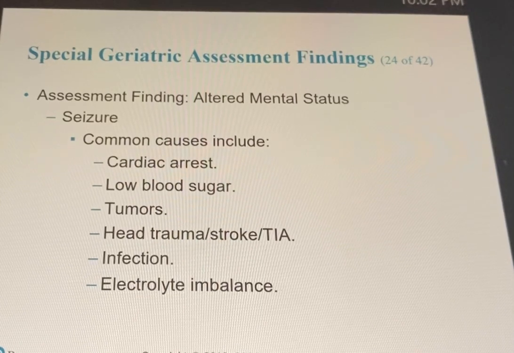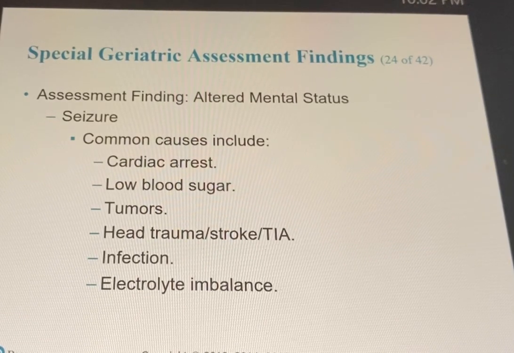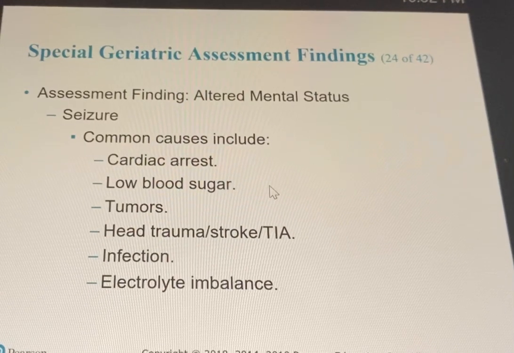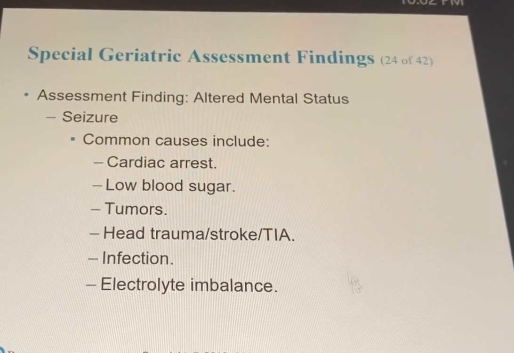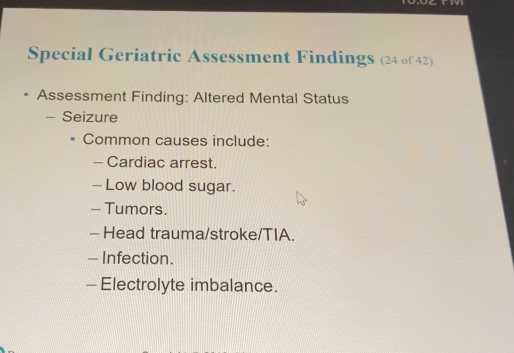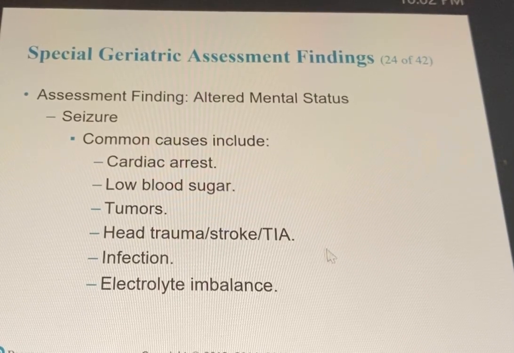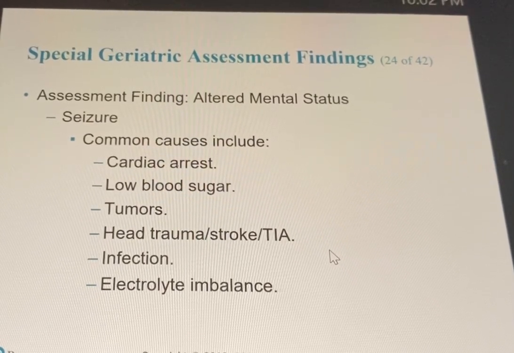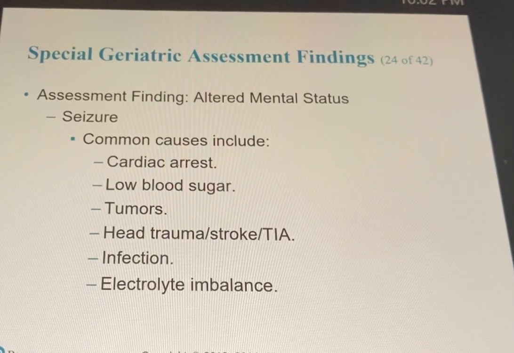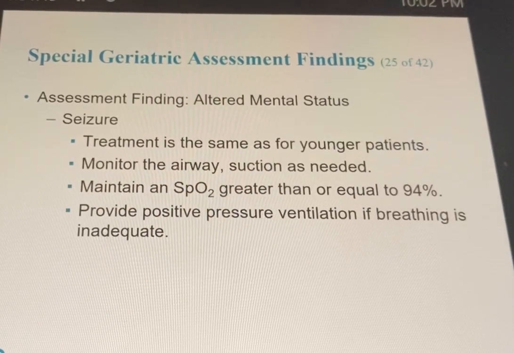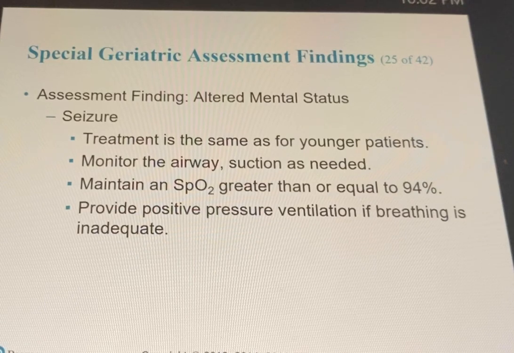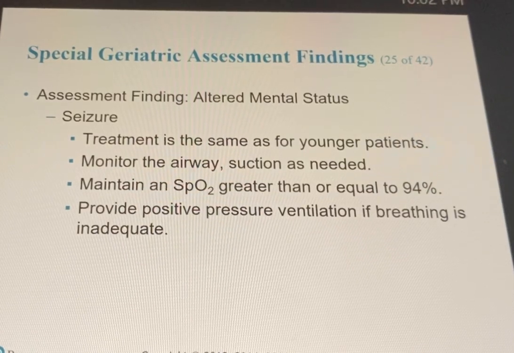A sudden and temporary alteration in mental status is caused by massive electrical discharge in the group of nerve cells in the brain. This is where you get seizures. Some of the common causes of seizures are cardiac arrest, low blood sugar, tumors, head trauma, stroke, TIA, infection, and electrolyte imbalance. So for seizures, you're going to want to place the patient in the recovery position to help prevent aspiration if they are unresponsive and if no trauma is suspected.